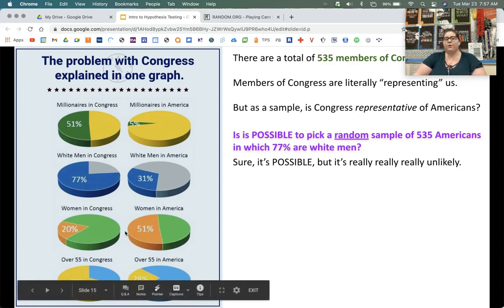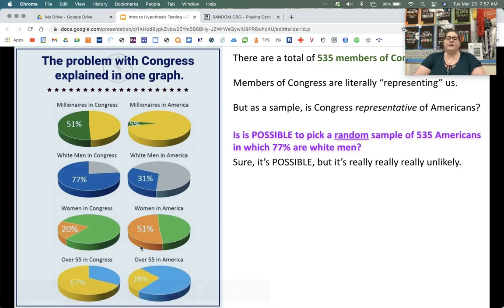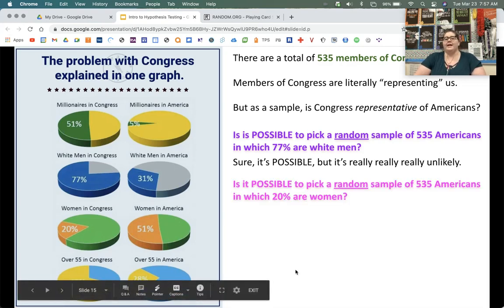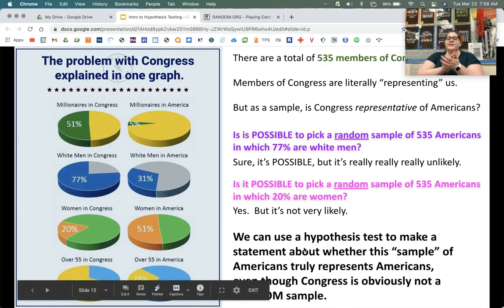Same thing could be said for gender. 20% women in Congress, 51% women in America. If I picked a random sample of people in America that are 51% women, is it possible for me to pick a random sample that had 20% women? Sure. But is it very likely? Not really.